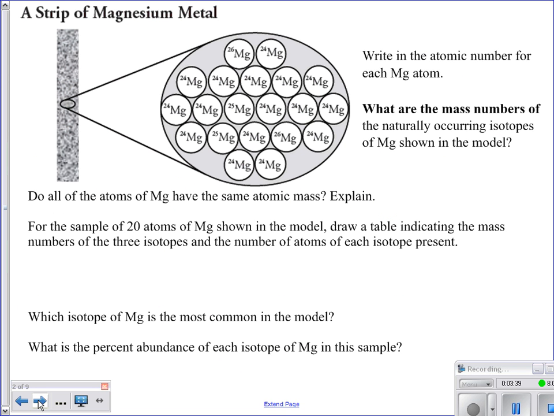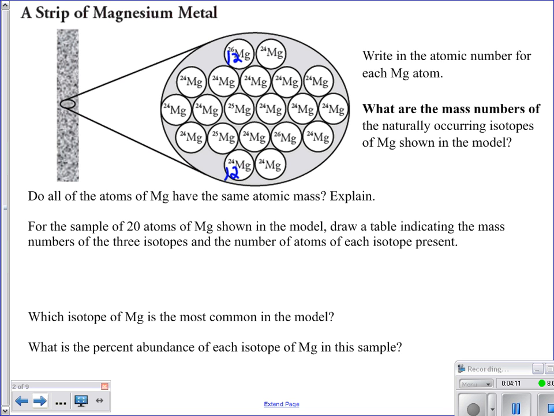So here we have an example of some magnesium metal. And up at the top here it says, write in the atomic number for each magnesium atom. I'm not going to take the time to do that, but based on the isotopic symbols that we did yesterday and looking at a periodic table, we would see that all magnesium atoms have an atomic number of 12, so we could go ahead and write in a 12 in all of these. That's what you would expect. They all have an atomic number of 12. So yes, these are all isotopes of one another.